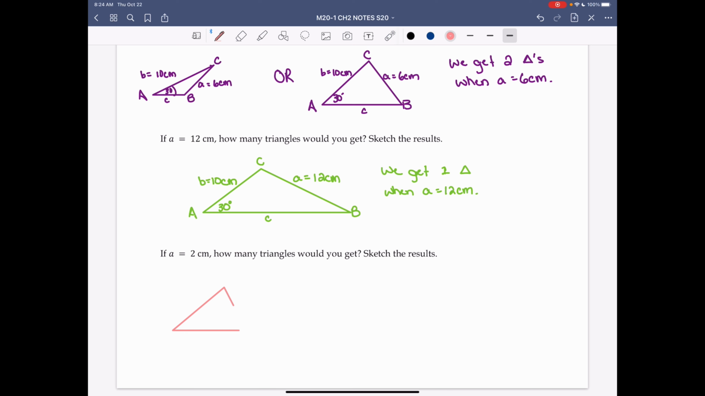This is not a triangle. We still have angle A is 30 degrees. We don't know angle C. We don't know angle B. Not that there even is an angle in this case. Side B is 10 centimeters, and then side A in this case is 2 centimeters. When A equals 2 centimeters, we don't get a triangle.